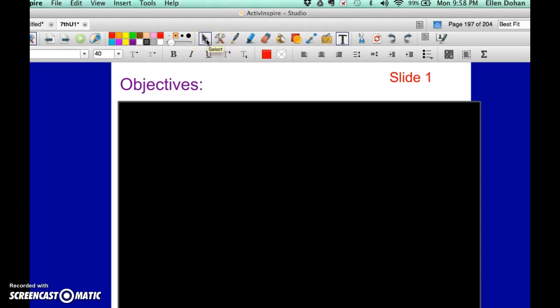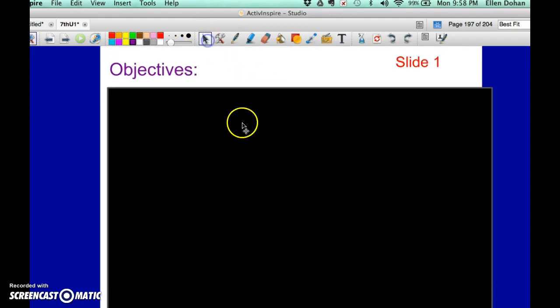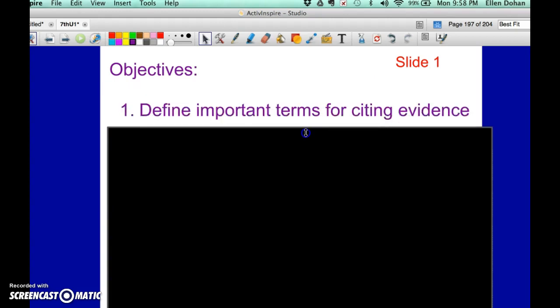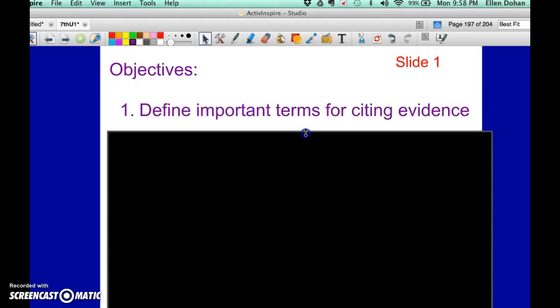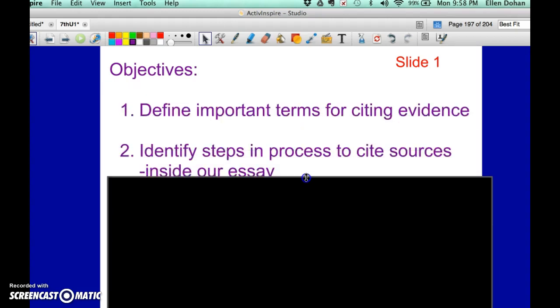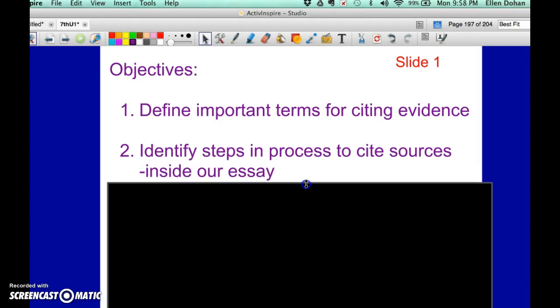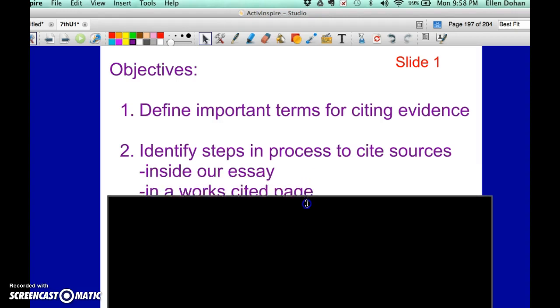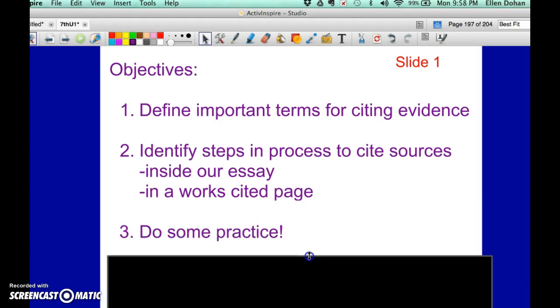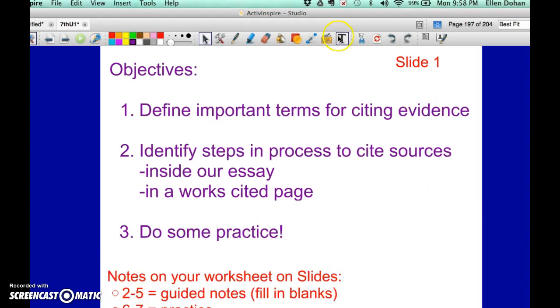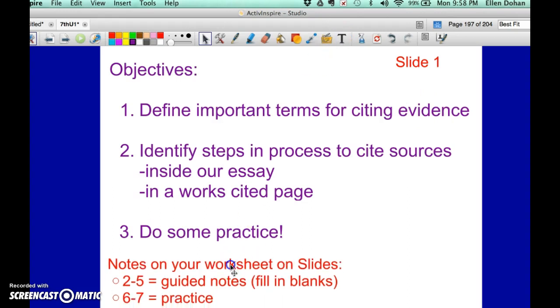We have a couple objectives and I'm going to go over which slides you're going to take notes on this first page. So our goals for today in our learning are to define the important terms for citing evidence, identify the steps in the process to cite evidence both inside our essay and in a works cited page, and to do some practice.